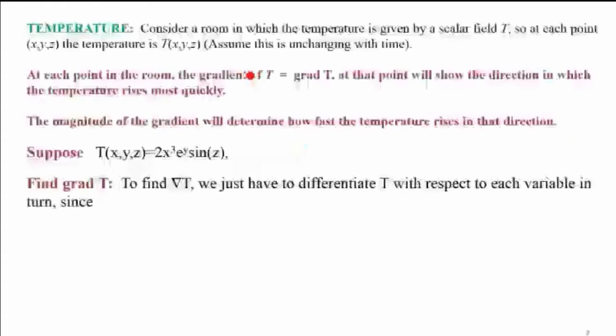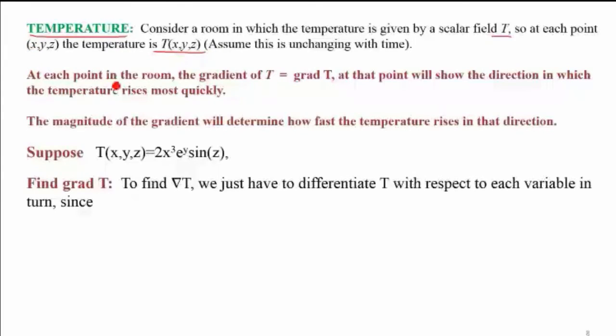Well, let's take a case where we have a scalar function throughout some space, x, y, z space, and we'll assume that it is unchanging with time. That could be temperature. Consider a room in which the temperature is given by this scalar field, and so at each point x, y, z, the temperature is T of x, y, z.